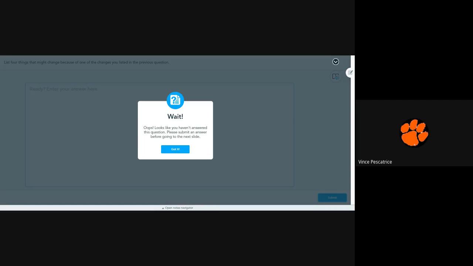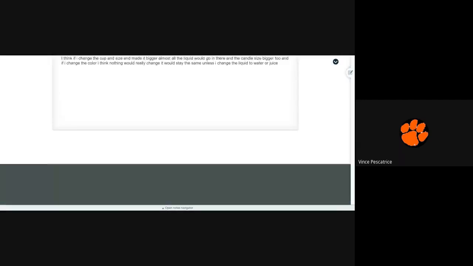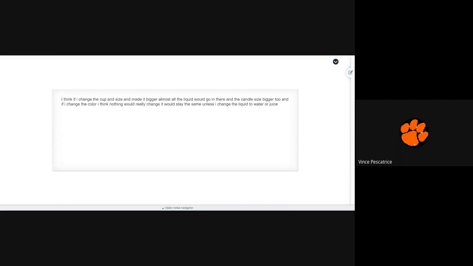All right. So here's a good answer. All right, I think if I change the size of the cup, it will make almost all the liquid go in there, and the candle being bigger would do the same thing too. If I change the color, I think nothing would really change. It would stay the same unless you change the type of water to like juice or something. Excellent. This is perfect. This is Todd's answer. Great job.